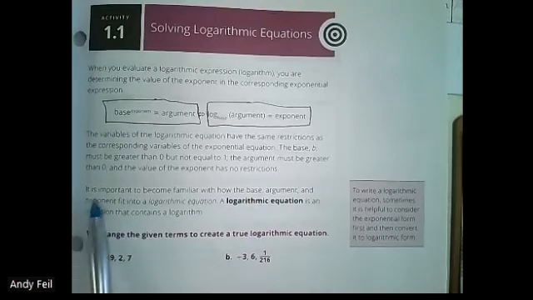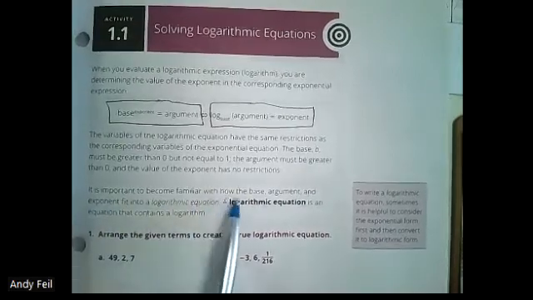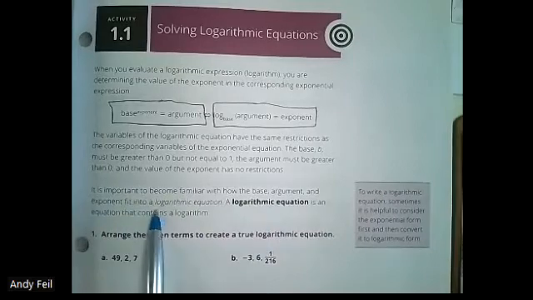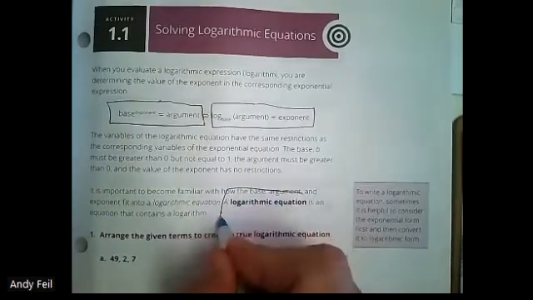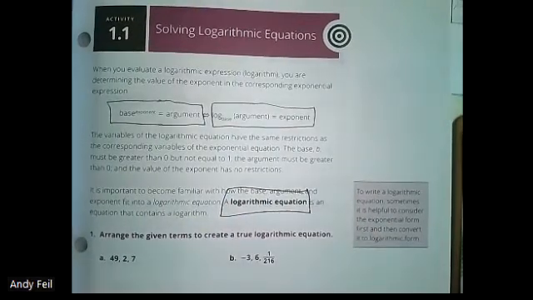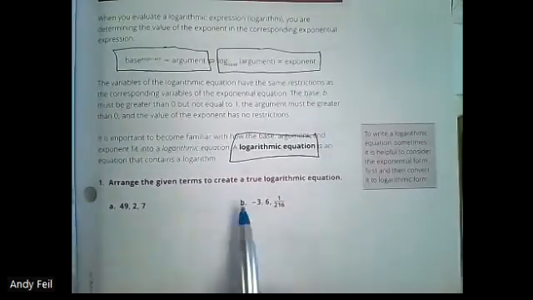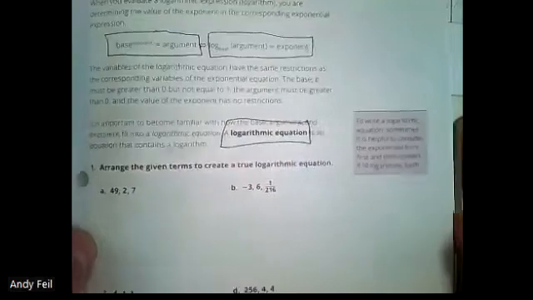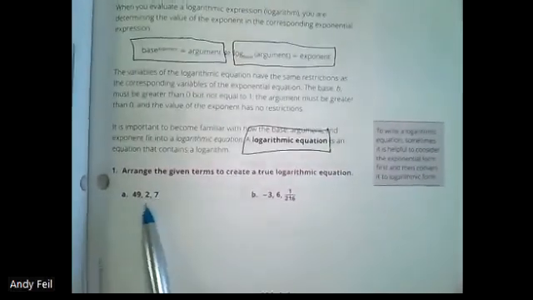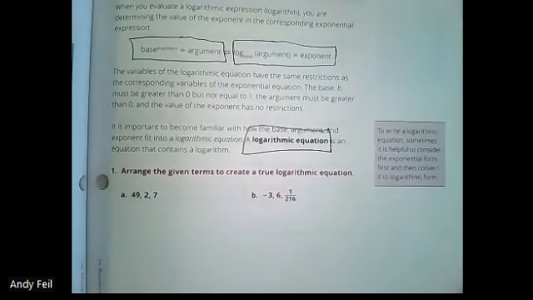Okay, down here it says, it is important to become familiar with how the base, the argument, and the exponent fit into a logarithmic equation. So there's some vocabulary for you. Logarithmic equation. It's an equation that contains a logarithm. That's all it is. All right, arrange the given terms to create a true logarithmic equation. Let's take those 3 numbers and write something in exponential form. What to the what equals the what?